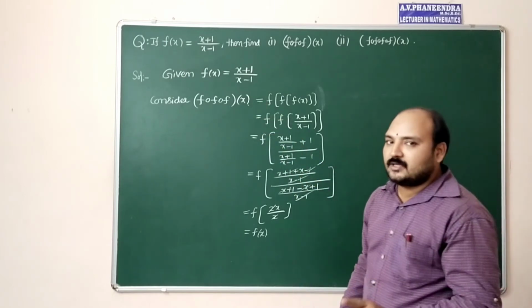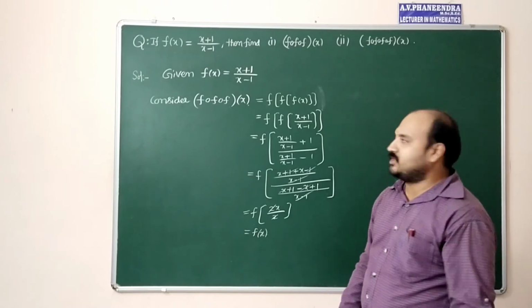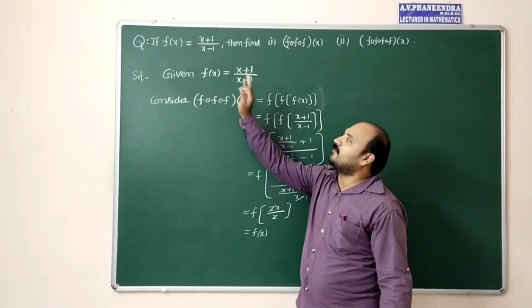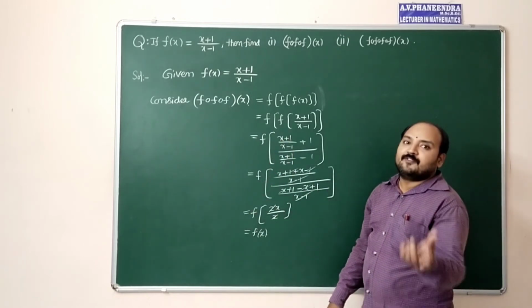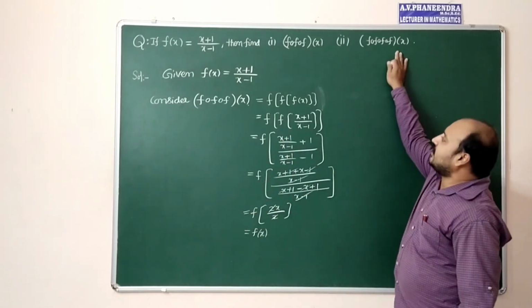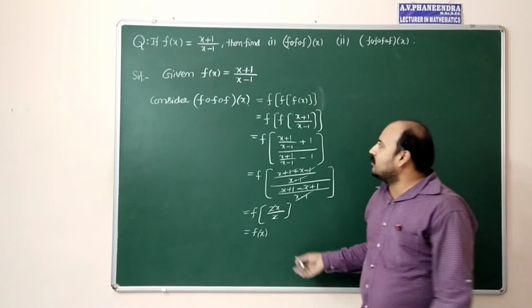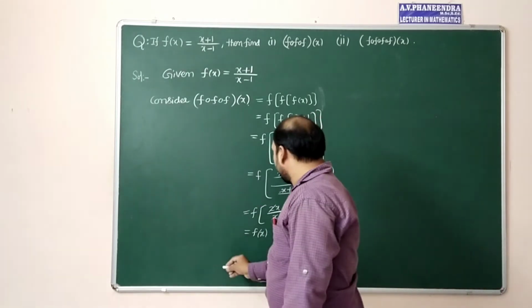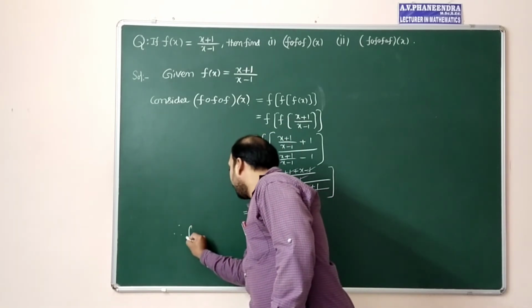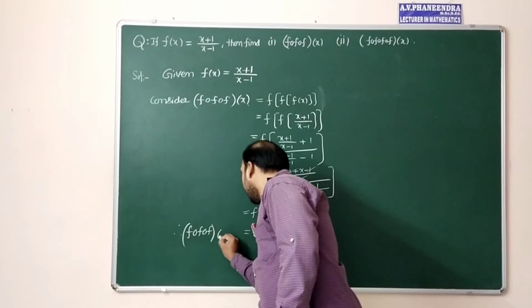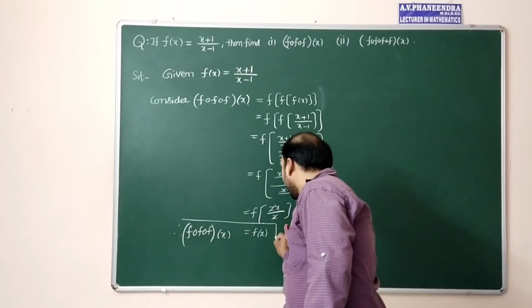You remember that it is a standard result. Whenever the number of functions is odd, the given function f of x only will come. If the number of functions is even, then the value will become x. That also I am going to prove. So therefore, f circle f of x is equal to f of x.